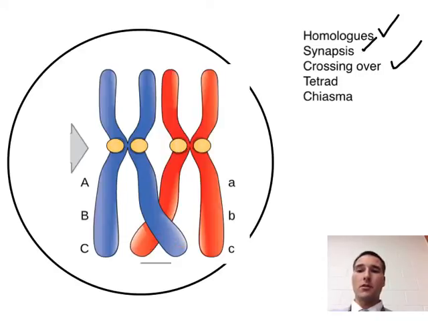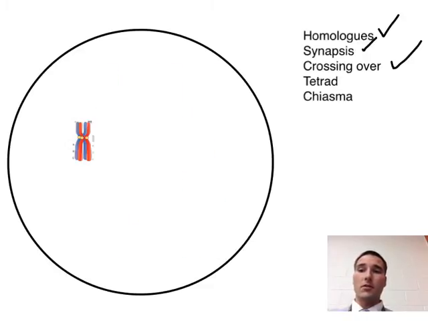So I'm going to delete this picture. Let me just say that one more time. It's not just the fact that they're crisscrossing that makes it crossing over. Crossing over is when they actually swap genetic information. So if I get rid of these two chromosomes, take me a second here.